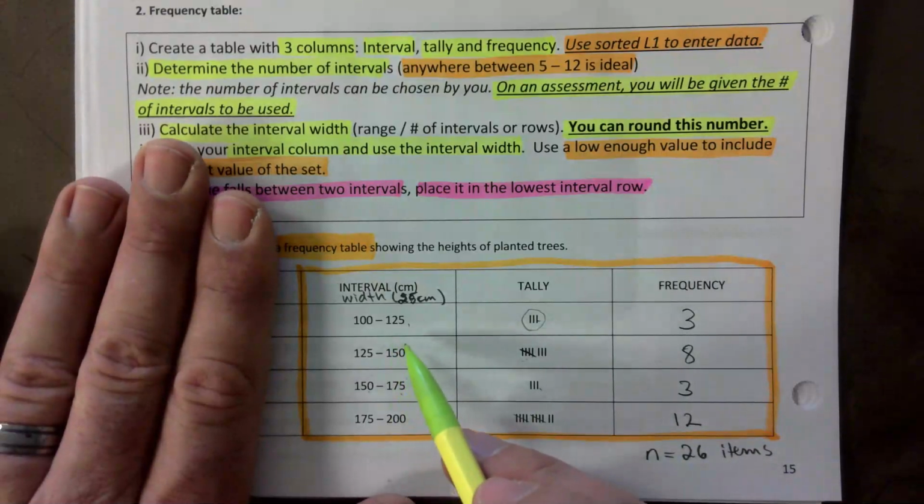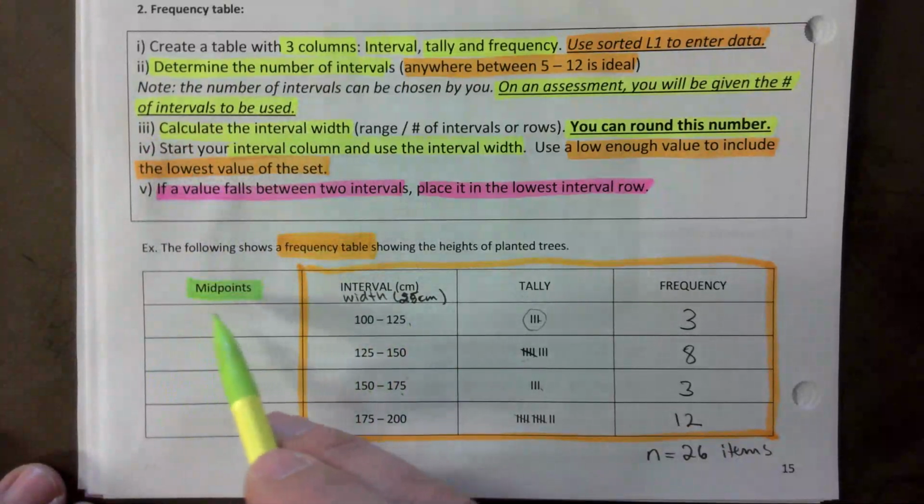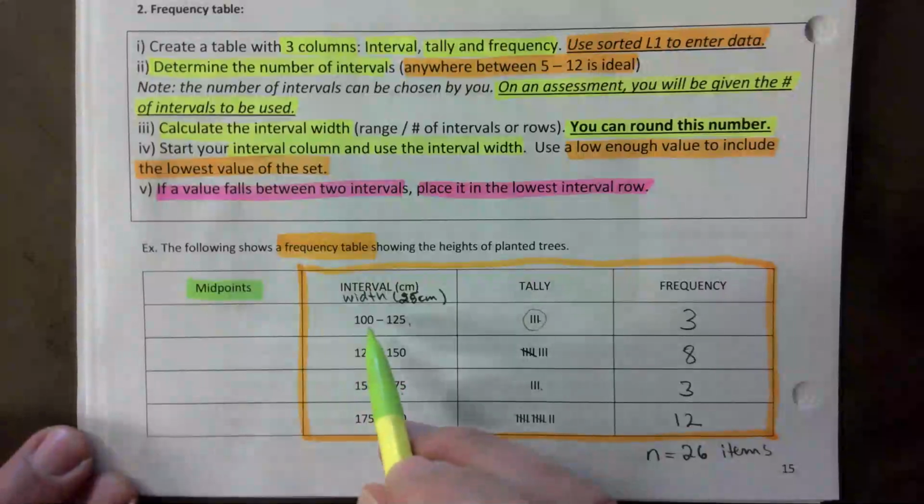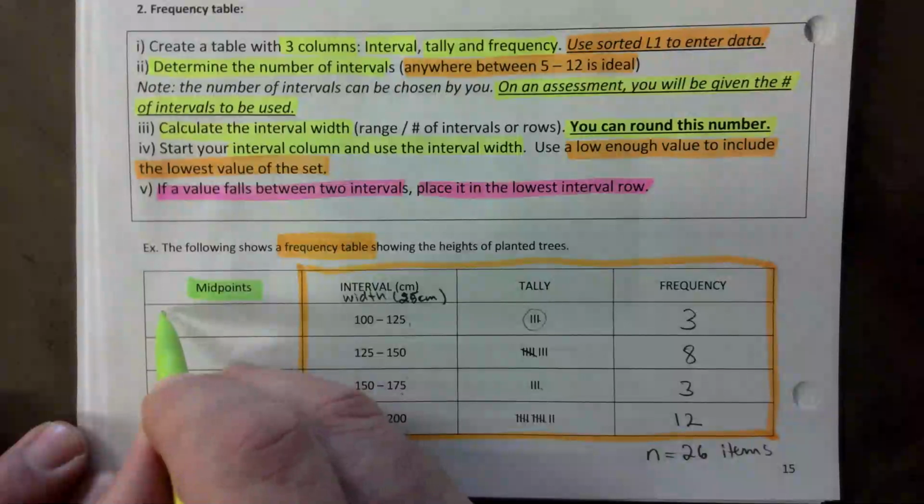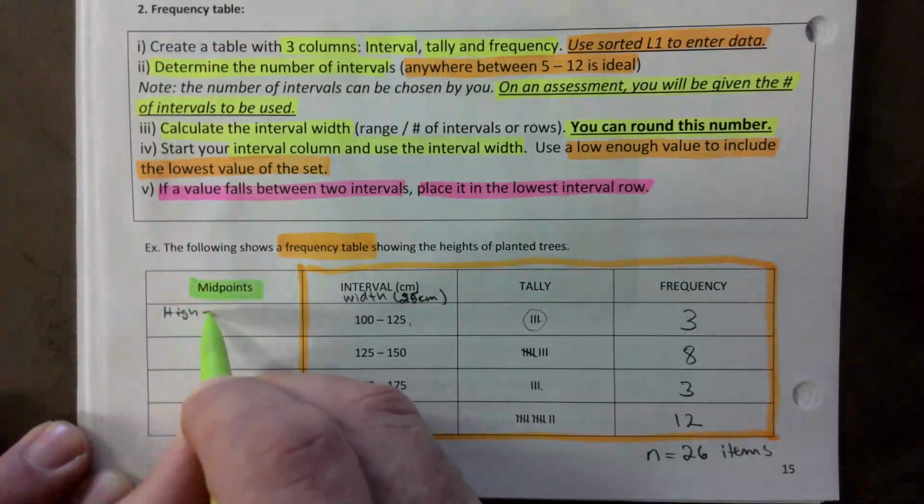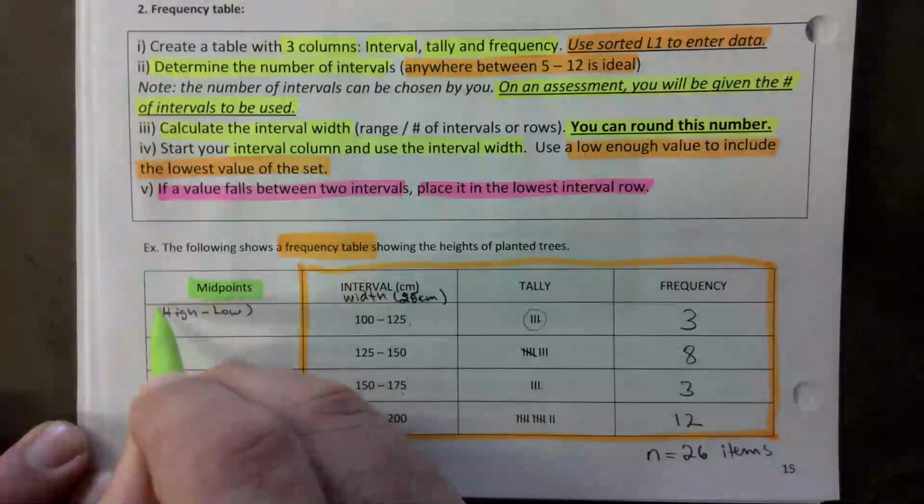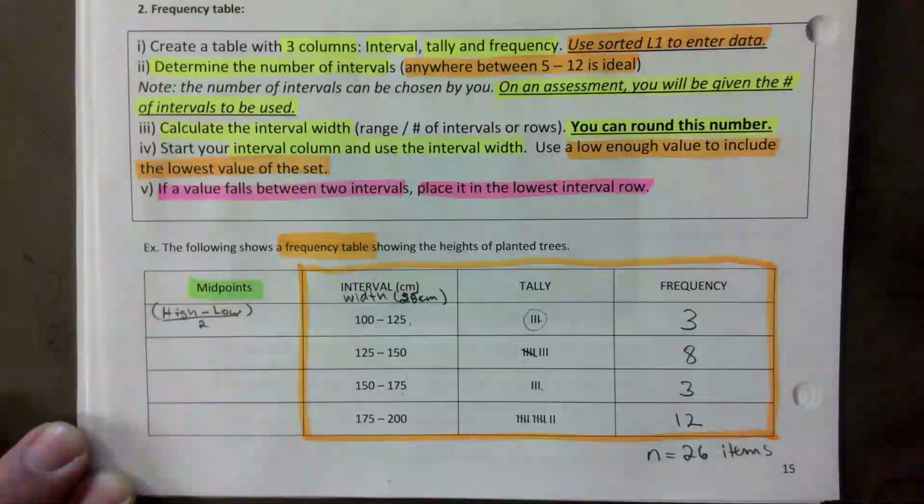If I ever ask you to find the midpoints, midpoints you do here. Midpoints is finding the middle between the two. It's basically finding the average. So you go high minus low divided by 2.